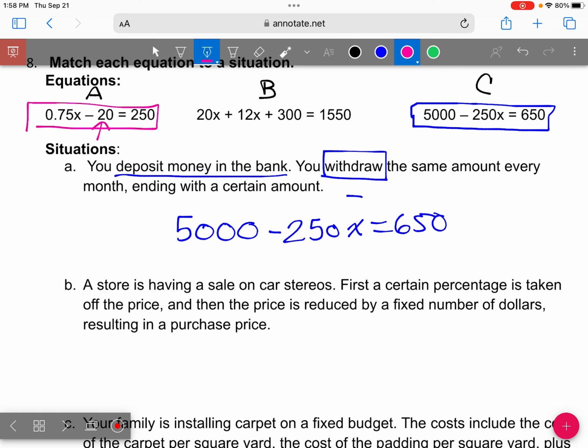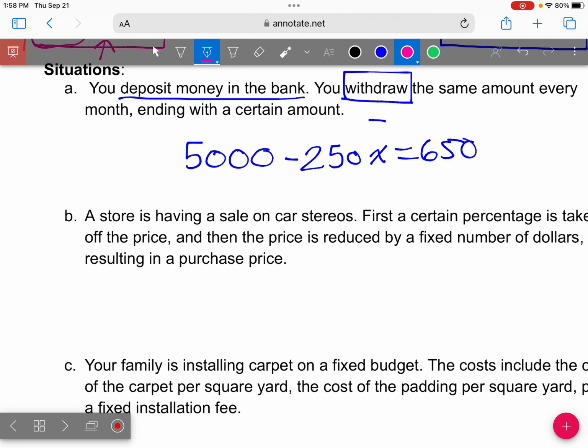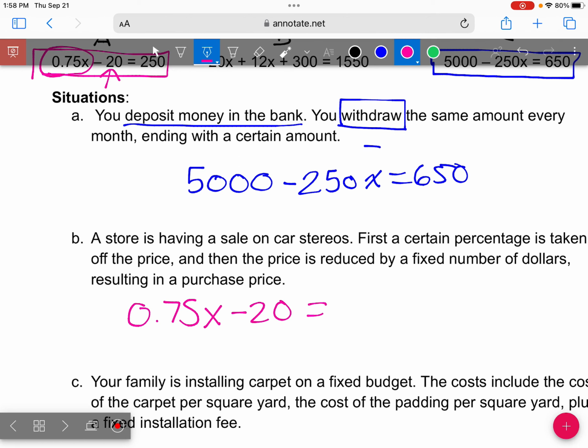So this would be my coupon. And we took 25% off. So I'm still paying 75% of the price. Our 0.75x minus 20 equaling, what was it, 250? Yeah. So I'm paying 250 for that stereo.